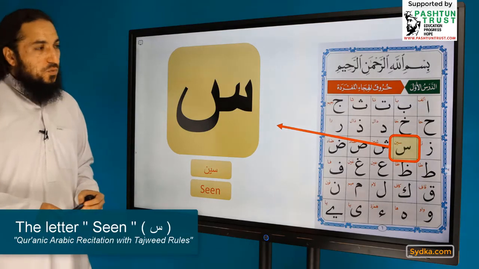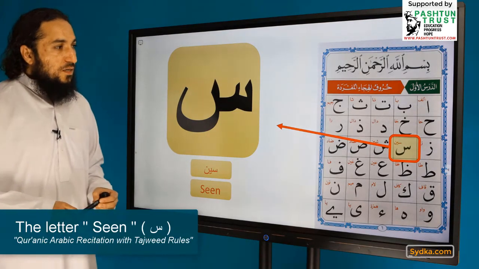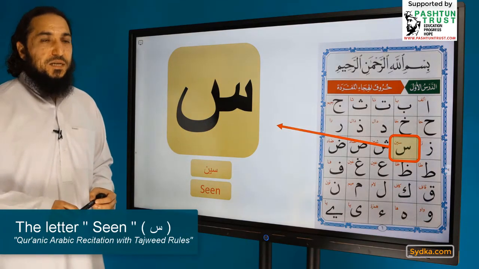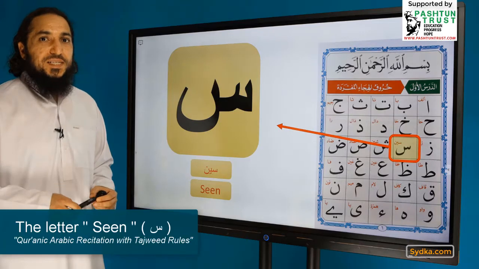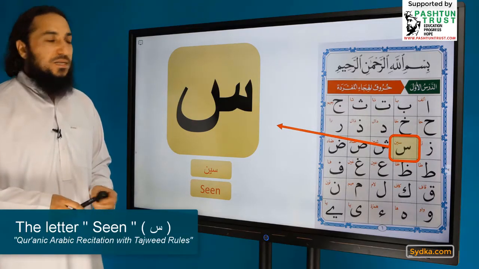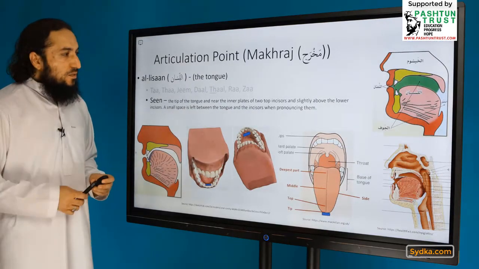So in this session we will be learning the 12th letter of the Arabic alphabet, that is called Sin. The sound is S. The letter itself is called Sin, and the sound is S. It is one of the tongue letters.